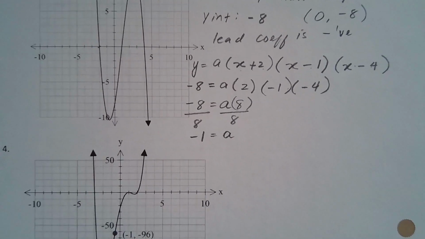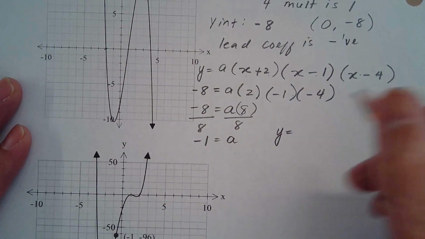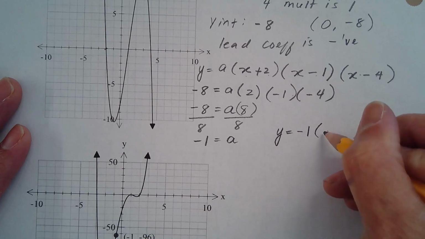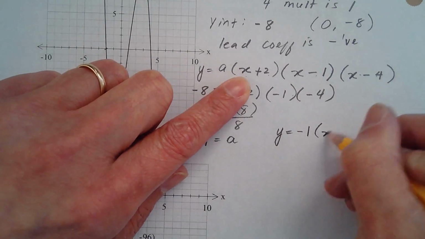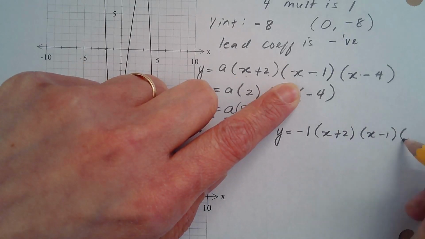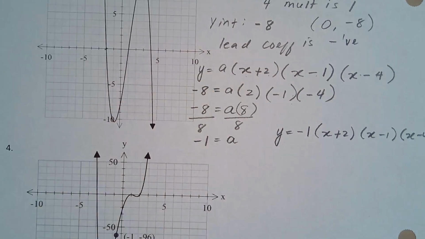So what's the polynomial function? y is equal to negative 1 times x plus 2, x minus 1, x minus 4. Is that getting better? Yeah?